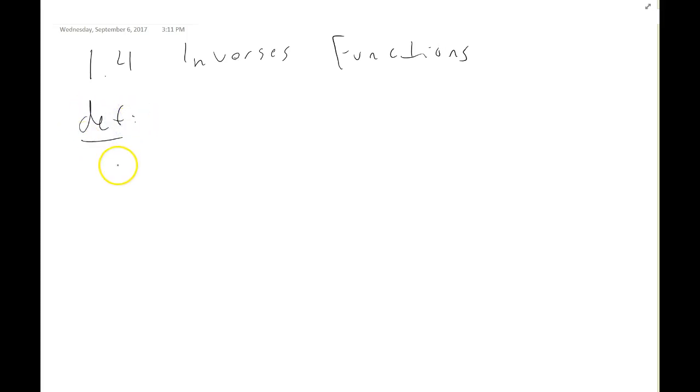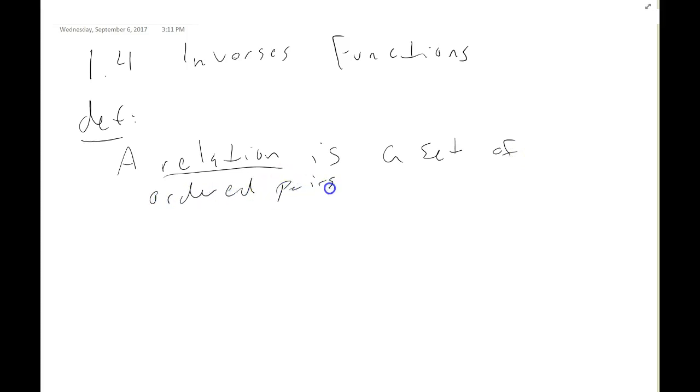These are notes for section 1.4, inverses of functions. Before we start this, I want to review a couple of definitions. So we'll start with a relation. A relation is a set of ordered pairs. One example of a relation could be the set (1, 1), (2, 2), (2, 3).